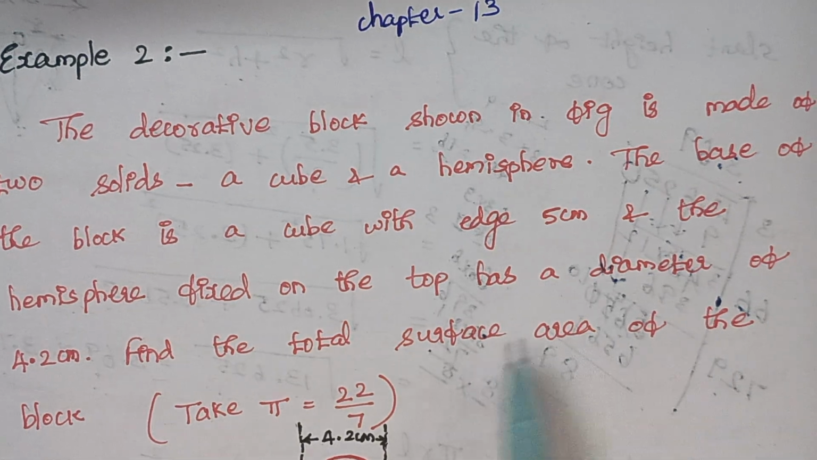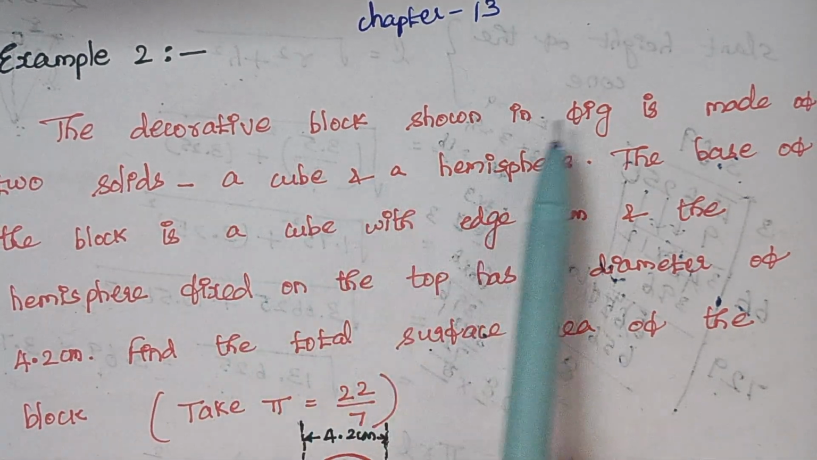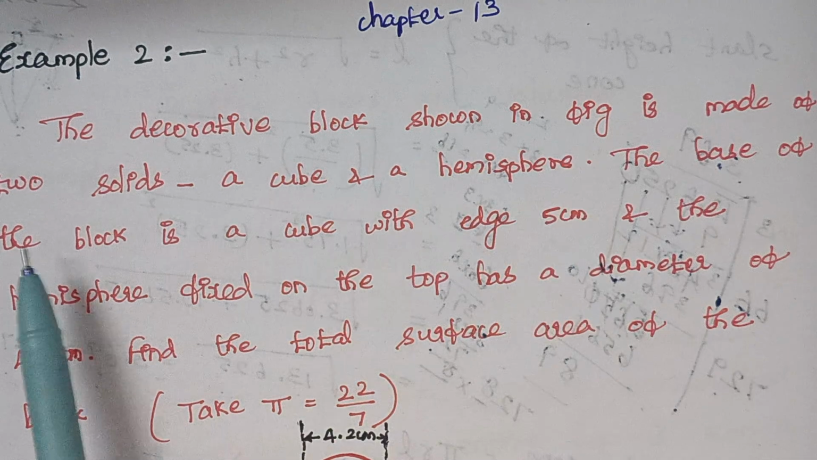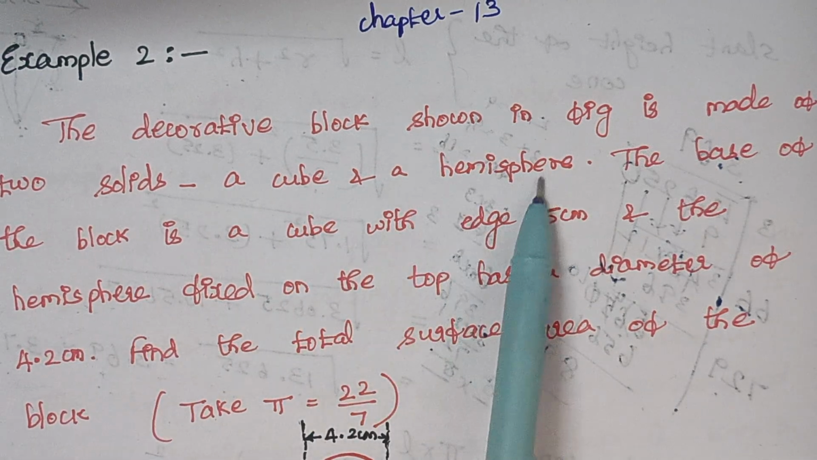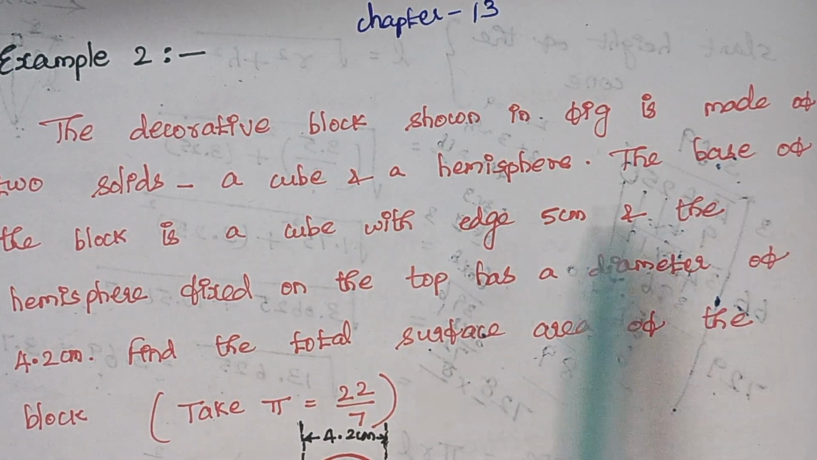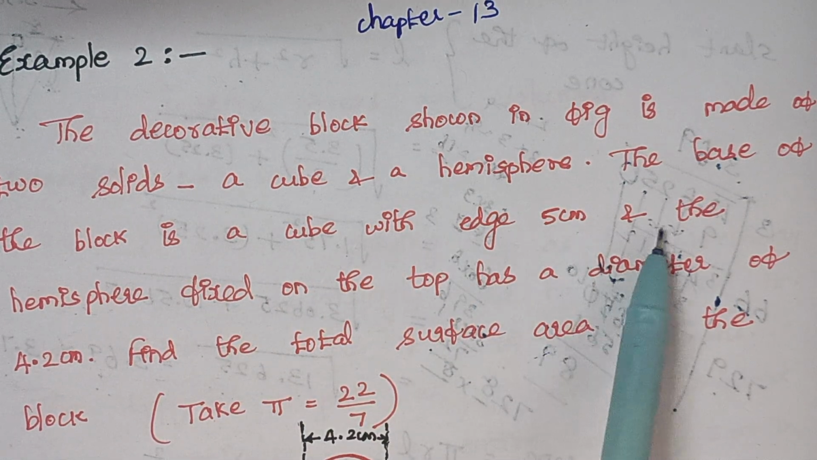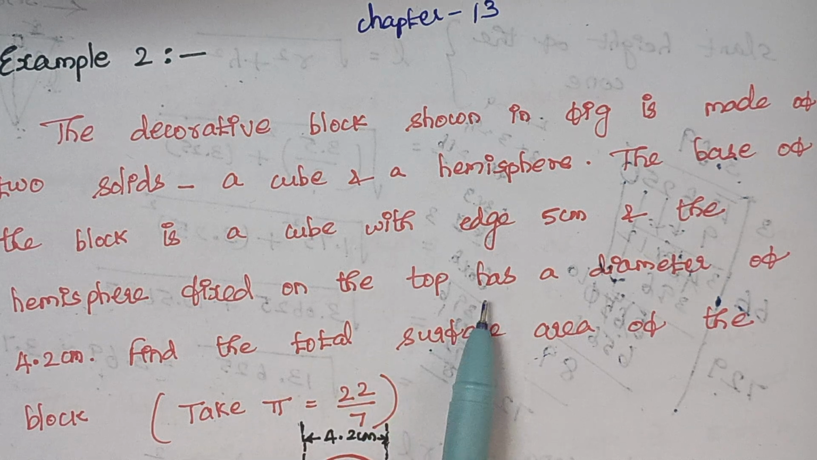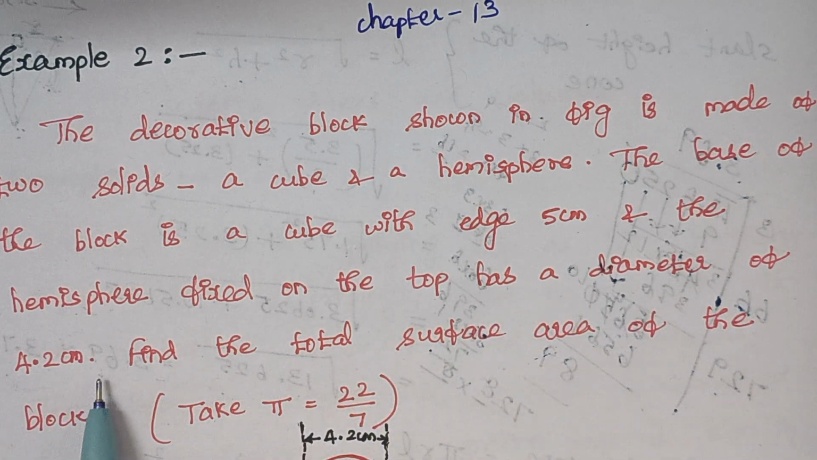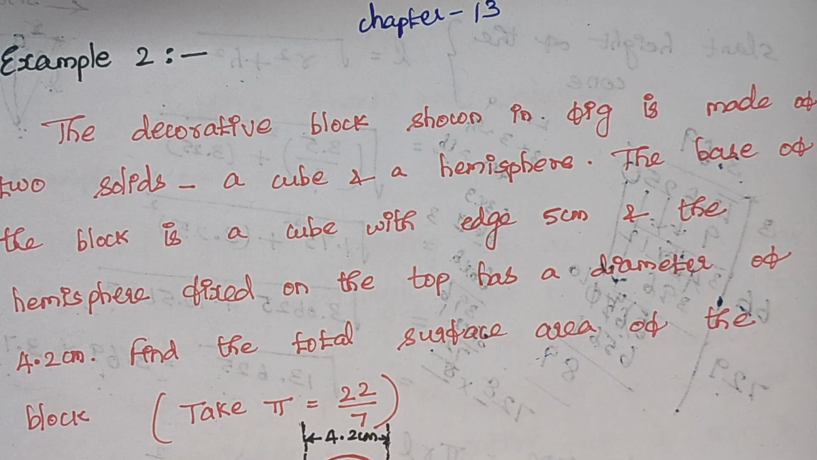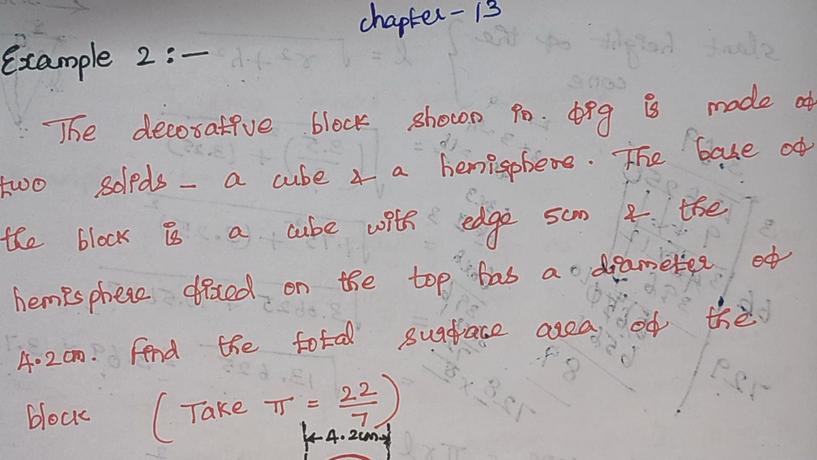So here the problem is: the decorative block shown in the figure is made of two solids, a cube and a hemisphere. The base of the block is a cube with edge 5 cm, and the hemisphere fixed on the top has a diameter of 4.2 cm. Find the total surface area of the block.